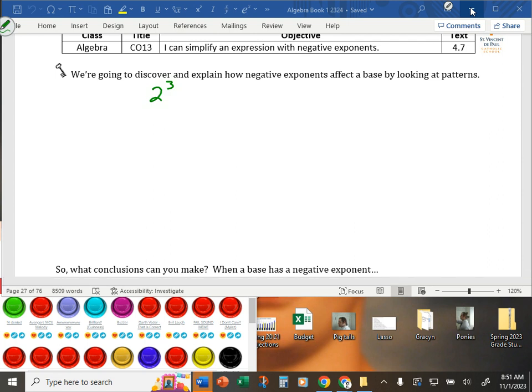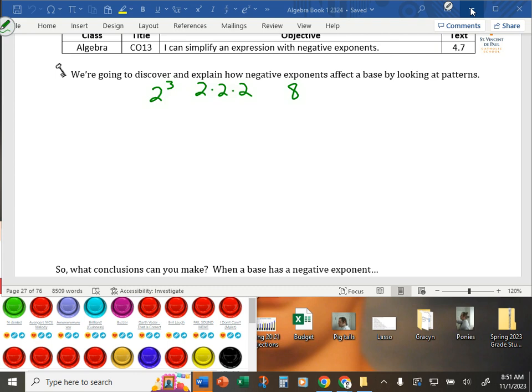2 cubed is not 4. 2 cubed is 8. I thought it was 2 times. Okay? And why is it 8? What is 2 cubed in expanded form? 2 times 2 times 2, right? 2 times 2 times 2 is equal to 8.